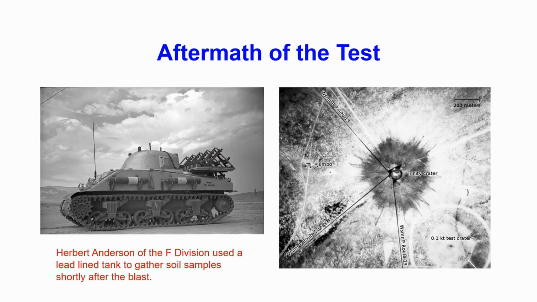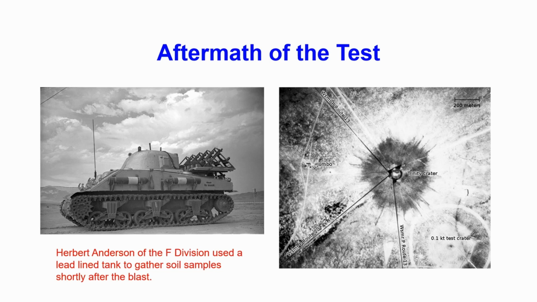After the test, Herbert Anderson of the F division, the F stands for Fermi, because Fermi, when he came there, was given his own division. He didn't have any specific tasks. People would just go to his division with problems, and Fermi was the one who could work them out.